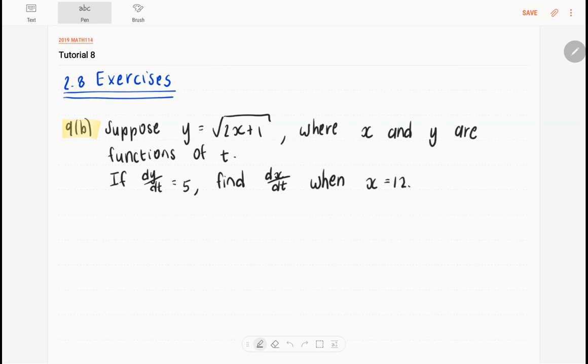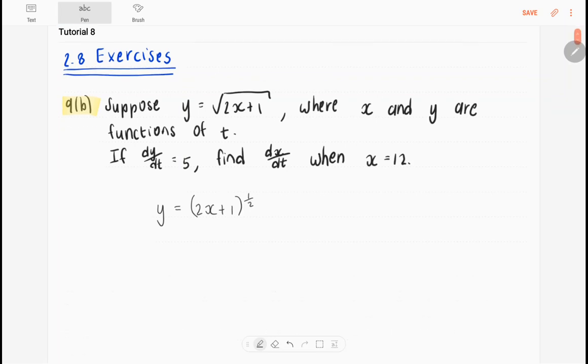So y equals the square root of 2x plus 1, so I'm just going to write that as (2x plus 1) to the power half. I want to find dx/dt. So what I'm going to do is apply implicit differentiation, and then eventually make dx/dt the subject, and then substitute in what I have. In other words, I have dy/dt equals 5 and x equals 12. I'm going to substitute it into that equation to solve for dx/dt.